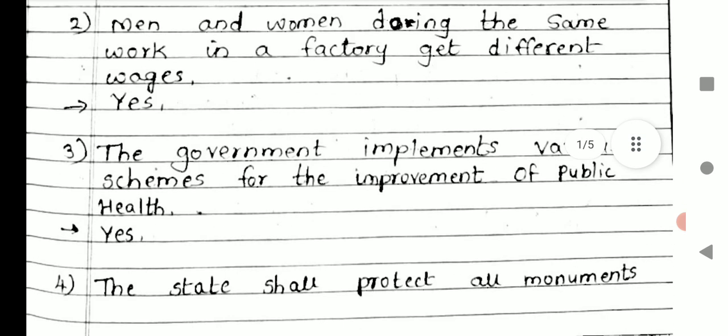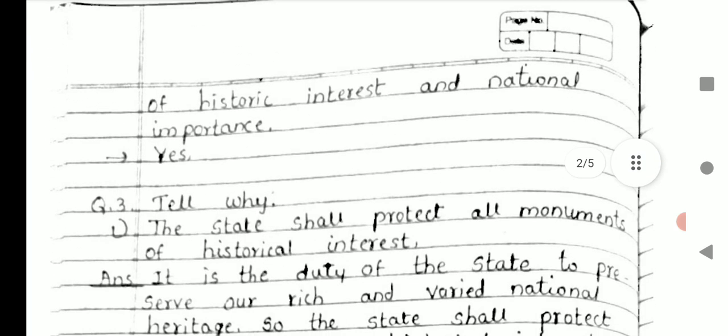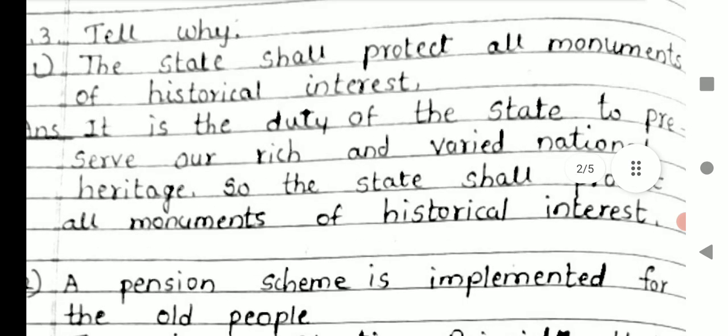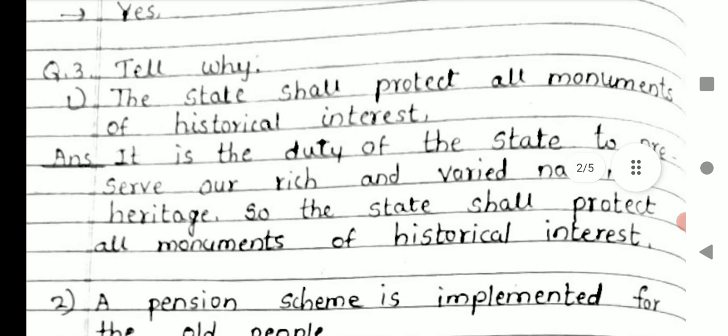Yes, the government implements various schemes for the improvement of public health. Yes, the state shall protect all monuments of historic interest and national importance. Tell why. Third question है, the state shall protect all monuments of historical interest. Answer, it is the duty of the state to preserve our rich and varied national heritage, so the state shall protect all monuments of historical interest.